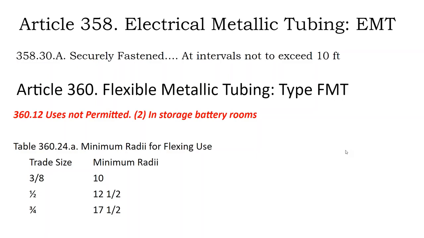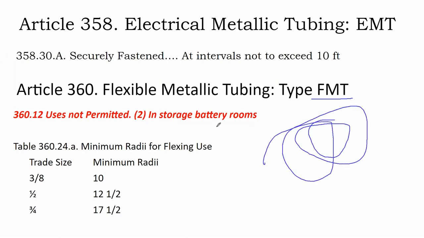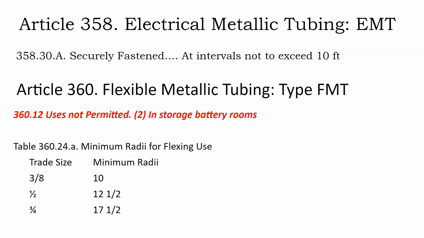So let's see. Flexible metal tubing is not permitted in battery rooms. That's that metal tubing with the holes in it, because battery rooms can have corrosive gas. They want a more solid enclosure. So we can use liquid tight flexible metal conduit instead. Costs more.